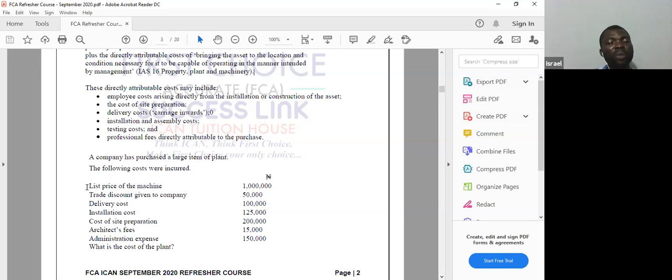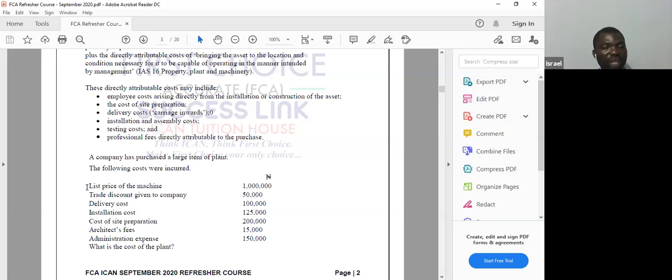Cost of site preparation: they are not referring to the wages of the people inside. They are referring to the cost an architect incurs to make sure the site preparation is accounted for. Then we have the architect fees and the administration expenses. The architect comes on board and performs his function before the landing or purchase of the plant, so it is also part of this.